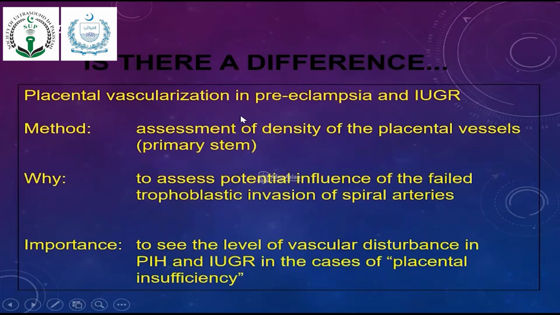Placental vascularization in preeclampsia and IUGR: the method is assessment of the density of the placental vessels, the primary stem of the placental vessels. Why? To assess the potential influence of the failed trophoblastic invasion of the spiral arteries. The importance is to see the level of vascular disturbance in PIH and IUGR in cases of placental insufficiency.